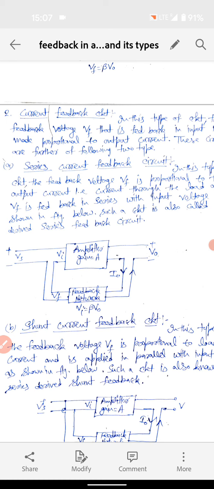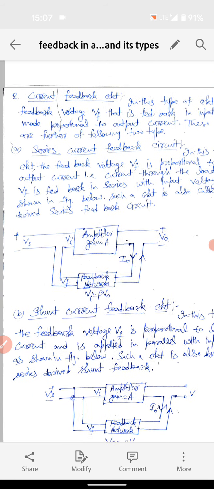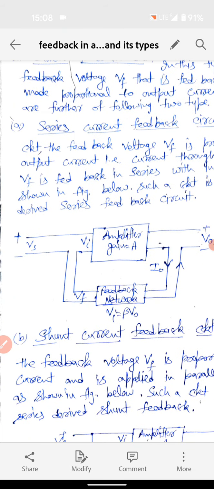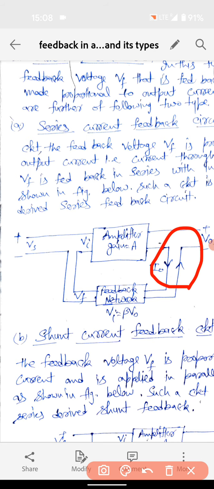As the name makes clear, we are using a current feedback circuit. So the output diagram will be like this, because we are feeding the current, and current will be the same only in series. That's why we picked it up this way. The output current which comes out through this amplifier is fed in series to this feedback network, and corresponding to this current, a fraction of voltage is fed back to the input.